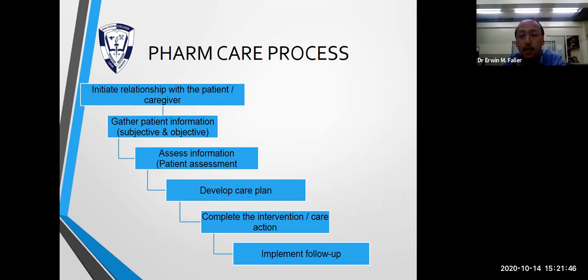Remember, you cannot have a good care plan or intervention without a good assessment. A systematic assessment from A to Z must be adhered to. You don't just jump from one area to another or another concern without first solving or clarifying the particular information. Okay? So after you have developed your care plan, it's already time for the intervention and, very important, the follow-up.